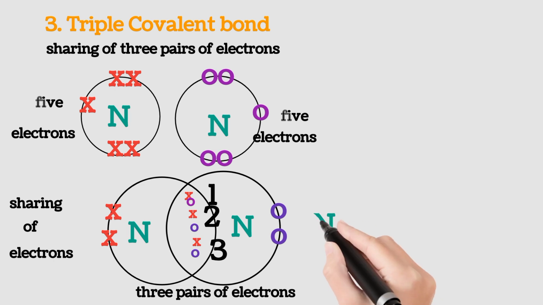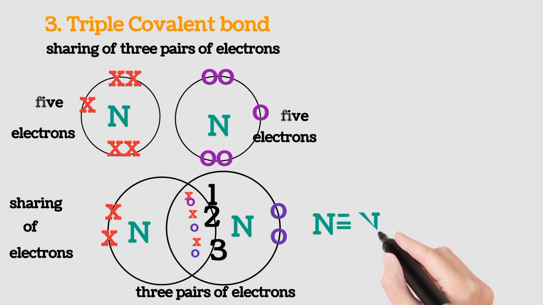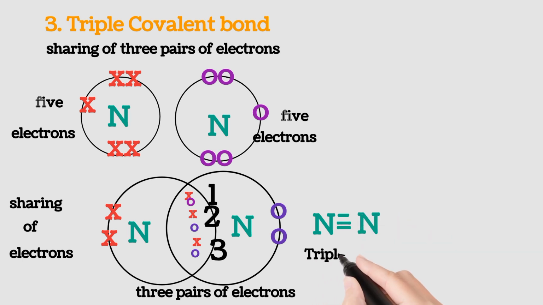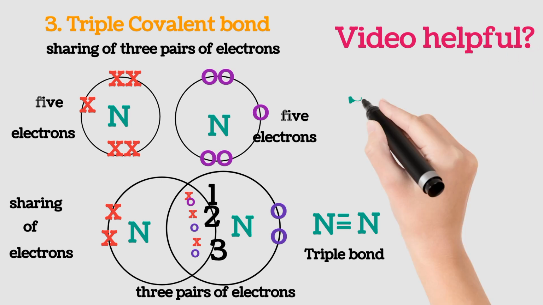Now, if you count, we are going to have 8 electrons in each shell of the nitrogen. When you have 3 lines between 2 nitrogen atoms, a triple bond is formed. Note, when you have 3 lines between 2 atoms of nitrogen, a triple bond is formed.